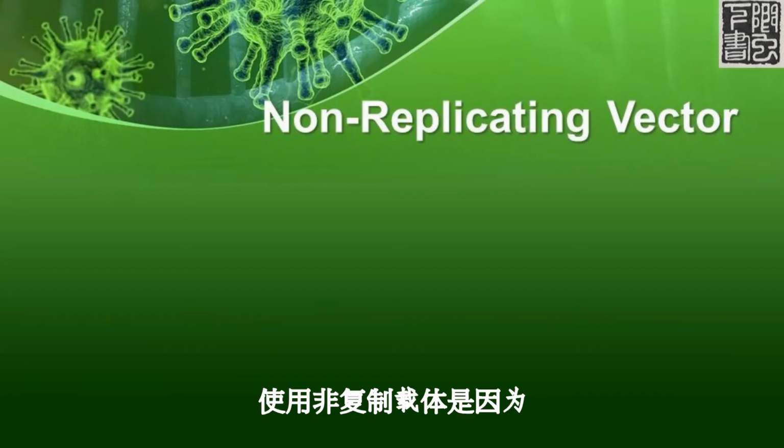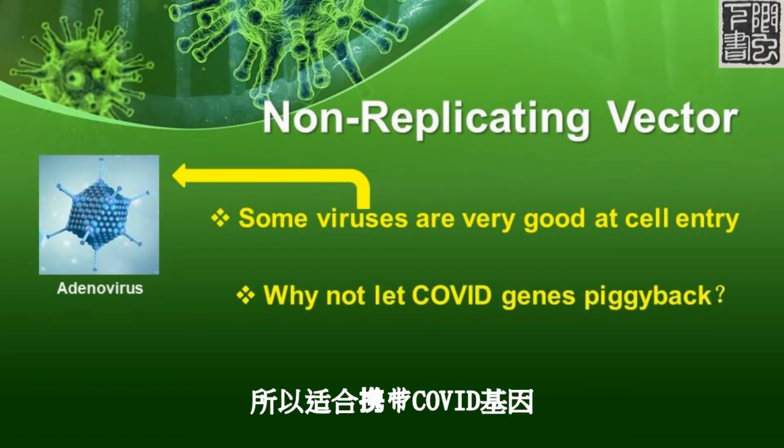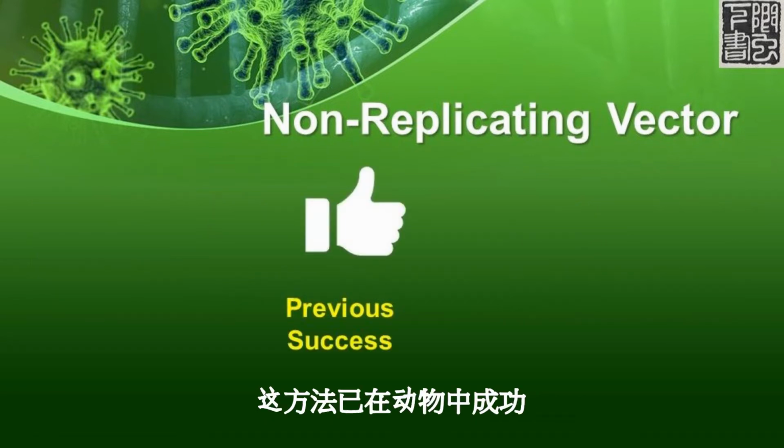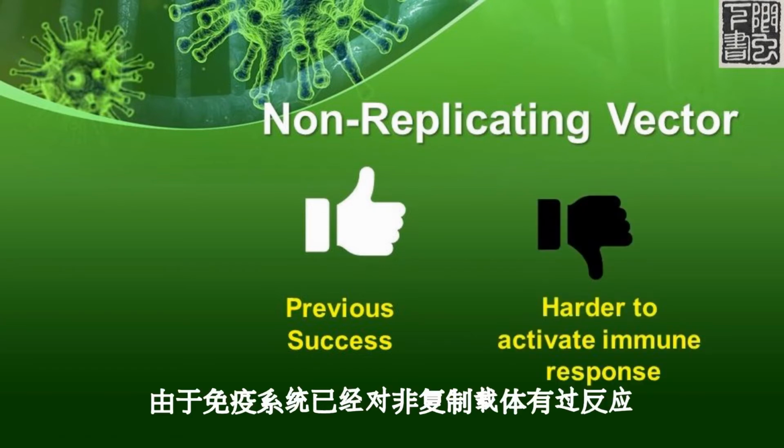Non-replicating vector or carrier is used because some viruses, such as adenovirus, are good at entering the cells, and it makes sense to have the COVID spike gene piggyback onto them. This strategy has had success in animals, but not yet in humans. But its downside is that the immune system has seen the carrier virus before and developed immunity.